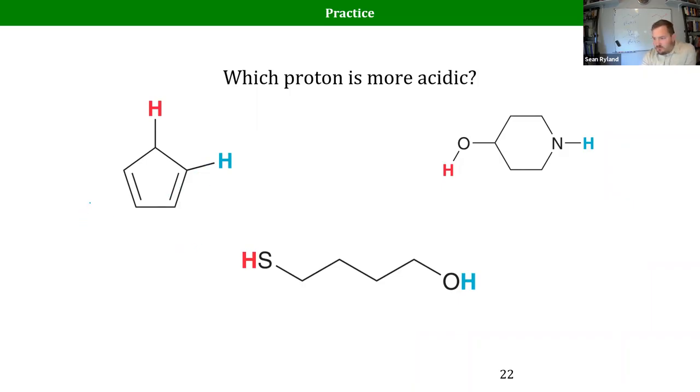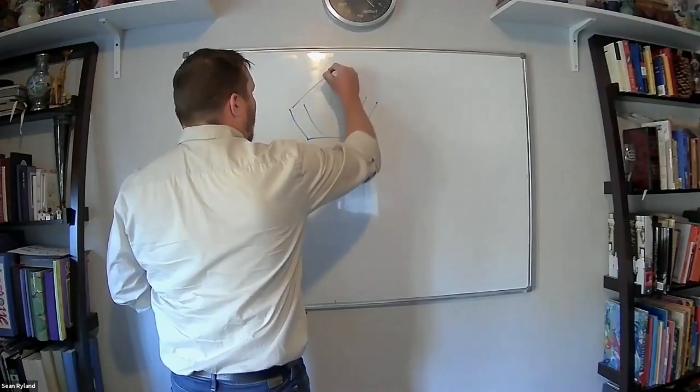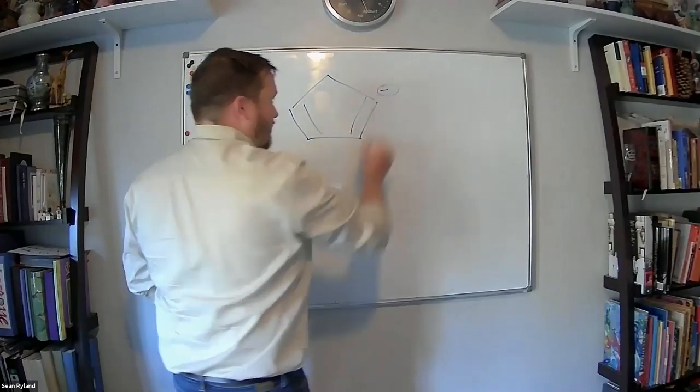So let's do some practice here. If we've got a couple different options of what protons might be more acidic, how can we determine which is which? We said this top molecule, we're going to deprotonate it. Which of these hydrogens are we going to pull off? The blue one, because you could have resonance with the pi bond. So let's draw what the structure would look like if we pulled that off. So when in doubt, start by drawing the product, the conjugate base. So if we pull off the blue proton, we would have this molecule, right?